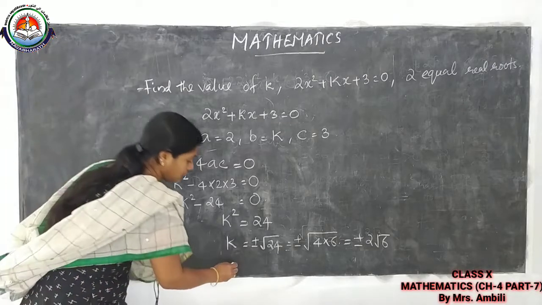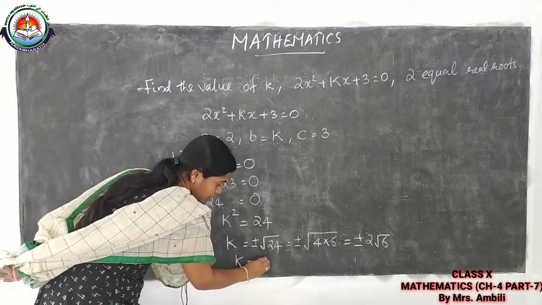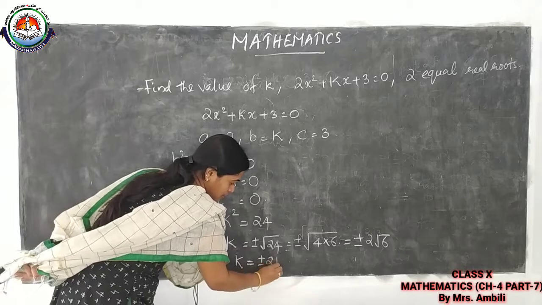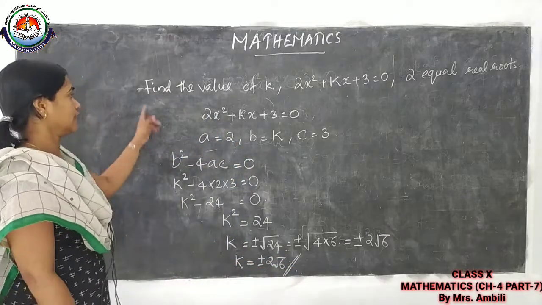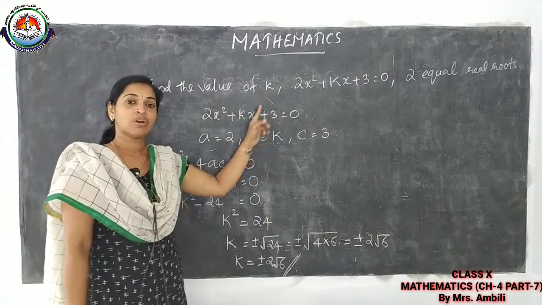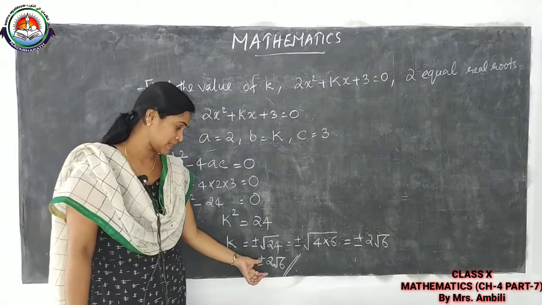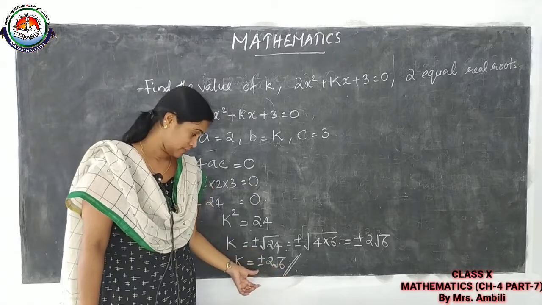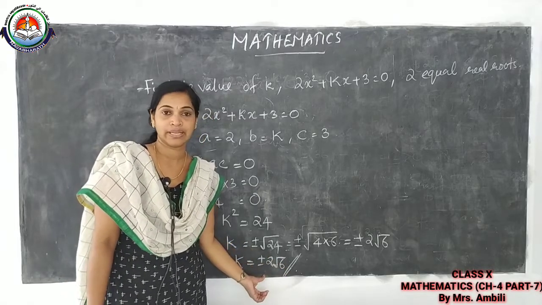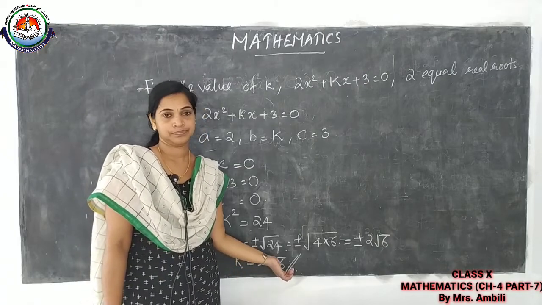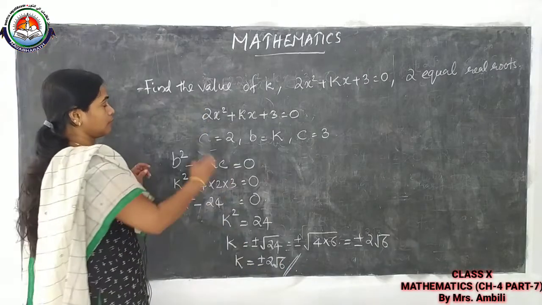So what is the value of k? k equal to plus or minus 2 root 6. This is our question, find the value of k. So we got the value of k equal to plus or minus 2 root 6, which means it may be plus 2 root 6 or minus 2 root 6. Then one more question.